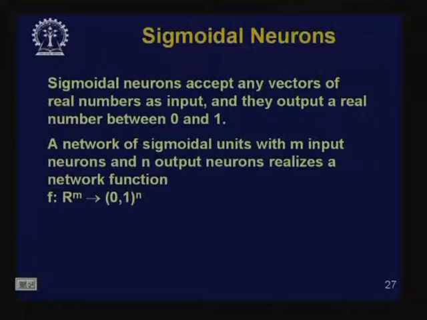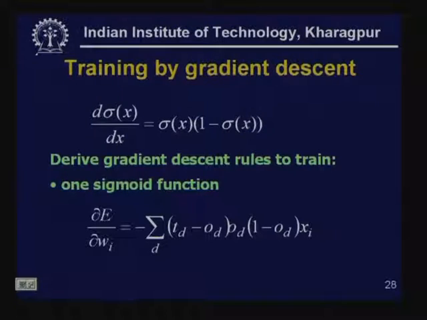Sigmoidal neurons can accept any vector of real numbers as inputs and output a real number between 0 and 1. A network of sigmoidal units with m input neurons and n output neurons realizes a function that maps R to the power m to [0, 1] to the power n. Now, let us see how we can train using gradient descent. We have seen that d sigma x dx equals sigma x into 1 minus sigma x.